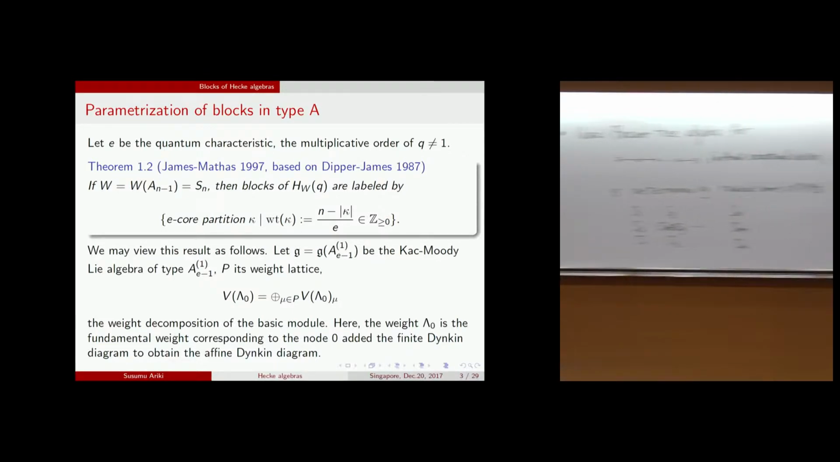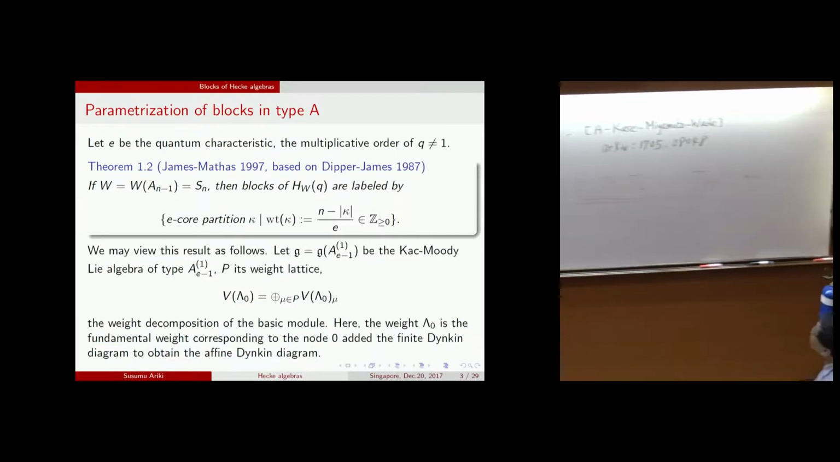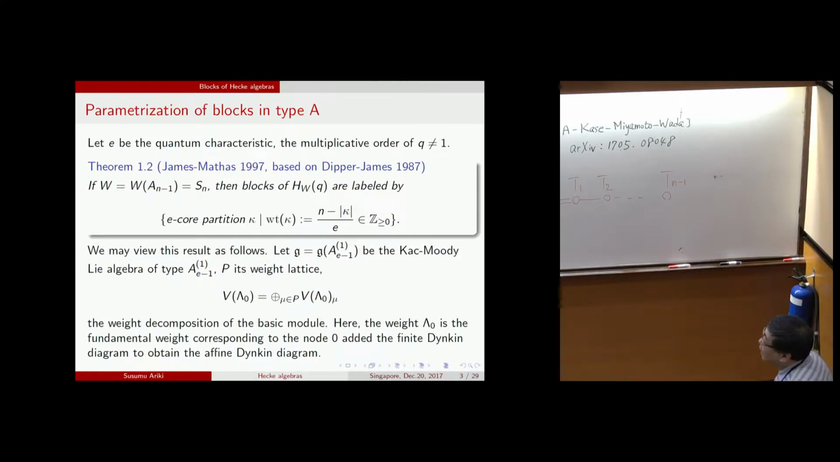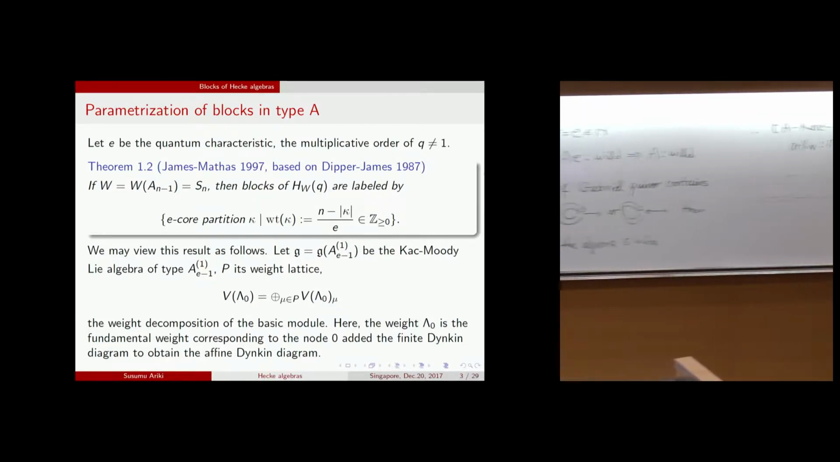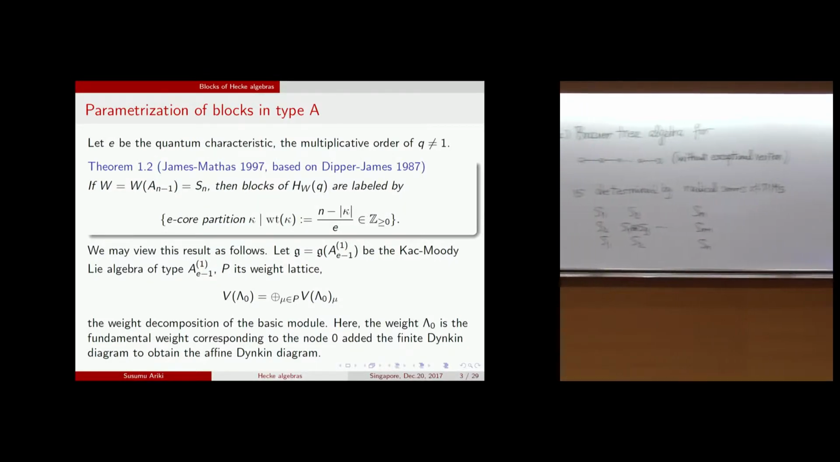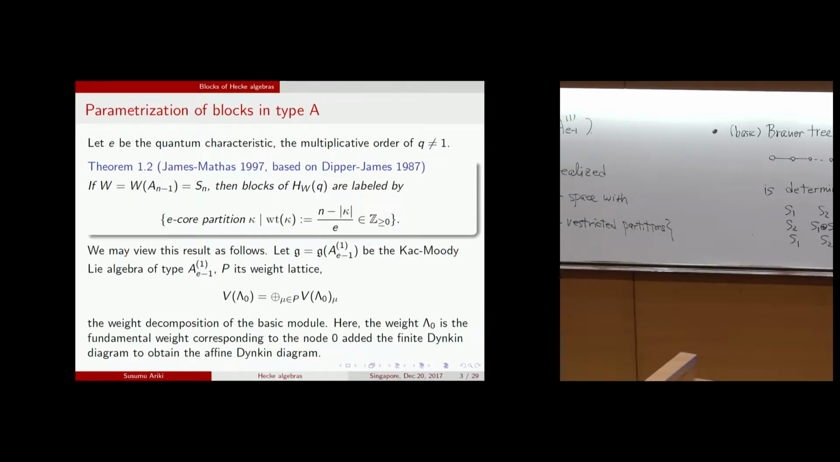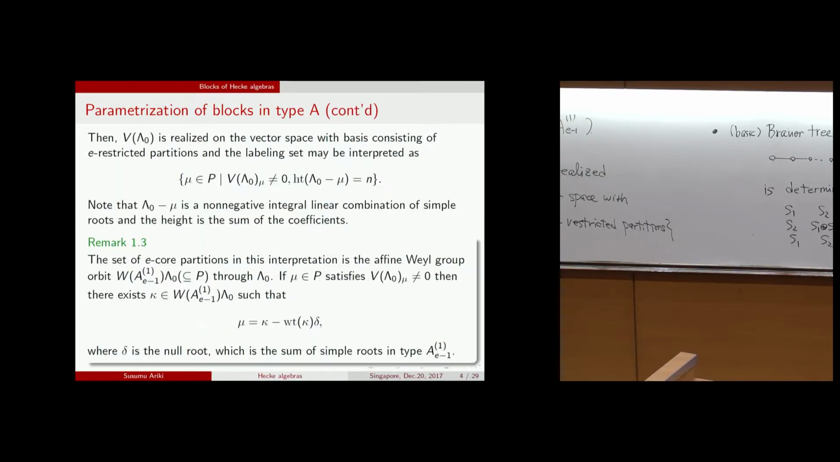I would like to say something here. Recently some people use E instead of E minus 1 here. But then E plus 1 becomes the quantum characteristic, and I prefer E to be the quantum characteristic. So please write like this. And if you don't like to write E minus 1, please use SL_E hat, please.